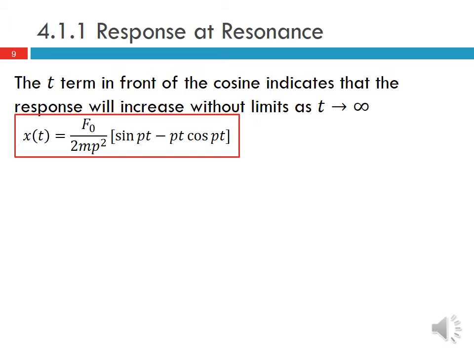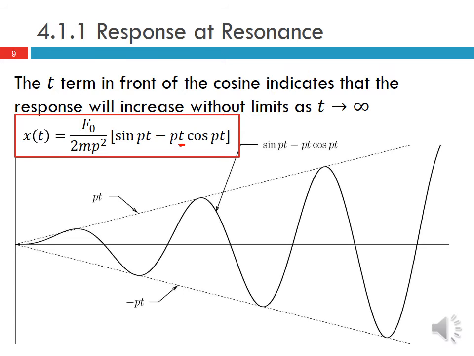If we look at the expression again, we have this t here. As t increases, this is always increasing, and so it will increase without limit as t goes to infinity. The shape of the response would look something like this. It would have this oscillatory behavior, but it would continue to grow forever as time goes on.